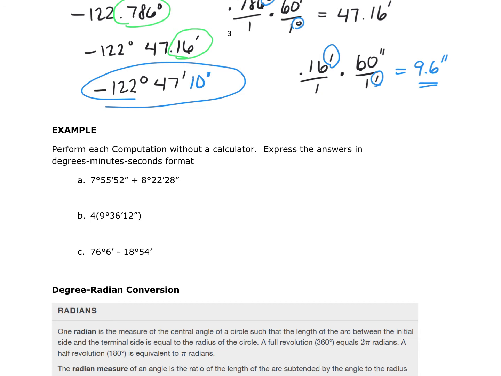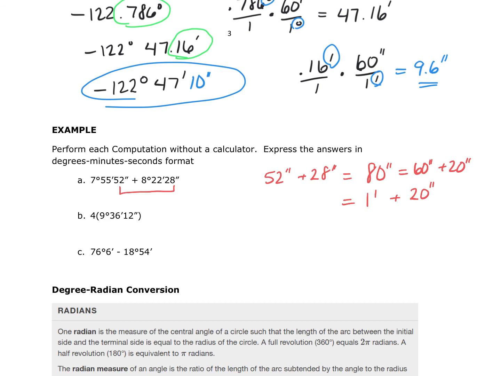When we are adding degrees, minutes, and seconds, we need to add the degrees together, the minutes together, and the seconds together. So the first thing I'm going to do is add my seconds. So I have 52 seconds plus 28 seconds, and that gives me 80 seconds. But 80 seconds is the same thing as 1 minute plus 20 seconds, because remember, 80 seconds is 60 seconds plus 20 seconds, where 60 seconds is 1 minute.